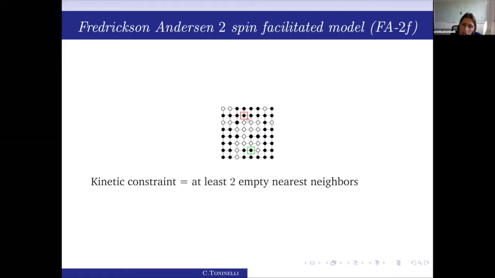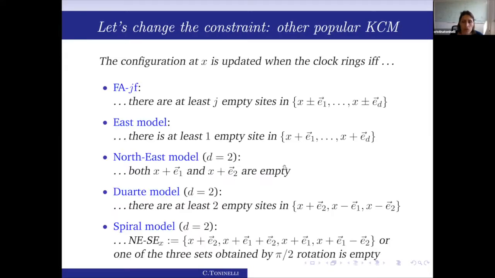And I made a red square around the site here, which has the constraint which is not satisfied in the current configuration, which means that if the clock rings on this site, no update can occur. The site with the green circle is instead a site in which the constraint is satisfied because I have 2 empty nearest neighbors. And so if the clock rings here, I throw away the current occupation variable and I replace it with 1 at rate 1 minus q and with 0 at rate q. This is the dynamics of this Fredrickson-Andersen two-spin facilitated model.